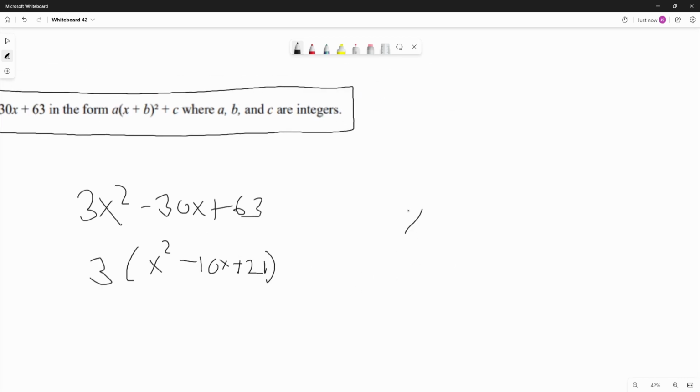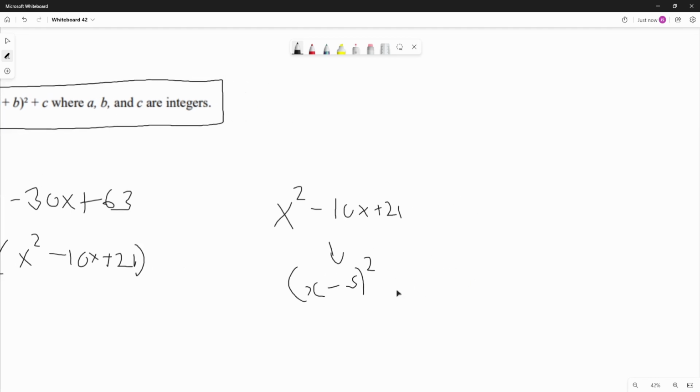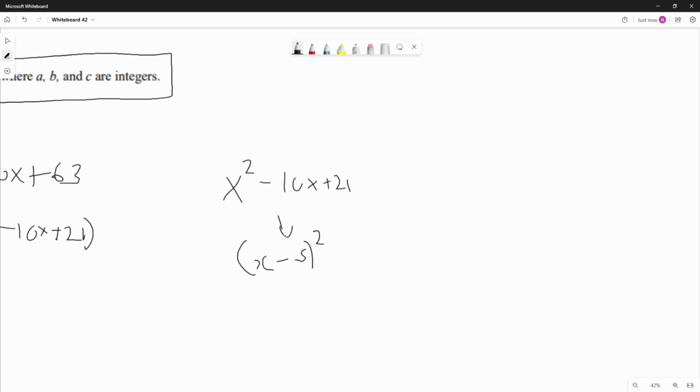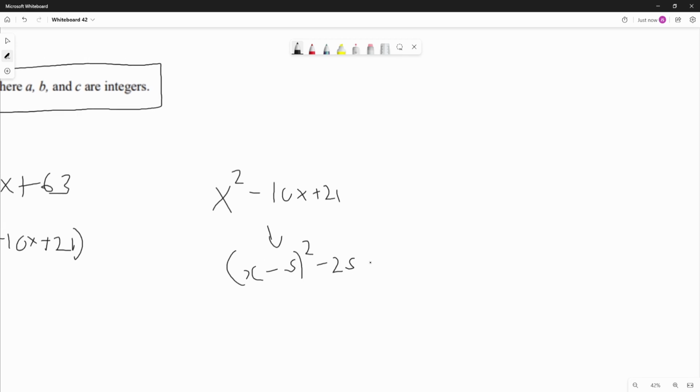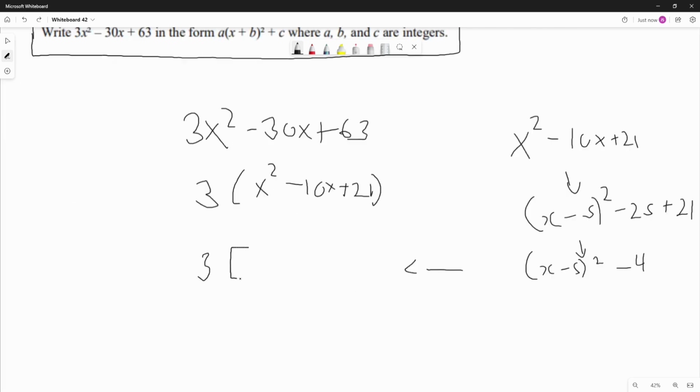So you've got x squared minus 10x plus 21. You're going to divide by 2 to get yourself x minus 5 squared. You're going to take away the inside number squared, 25, and you're going to add 21 to get yourself (x minus 5) squared minus 4. Here you're going to have (x minus 5) squared minus 4.